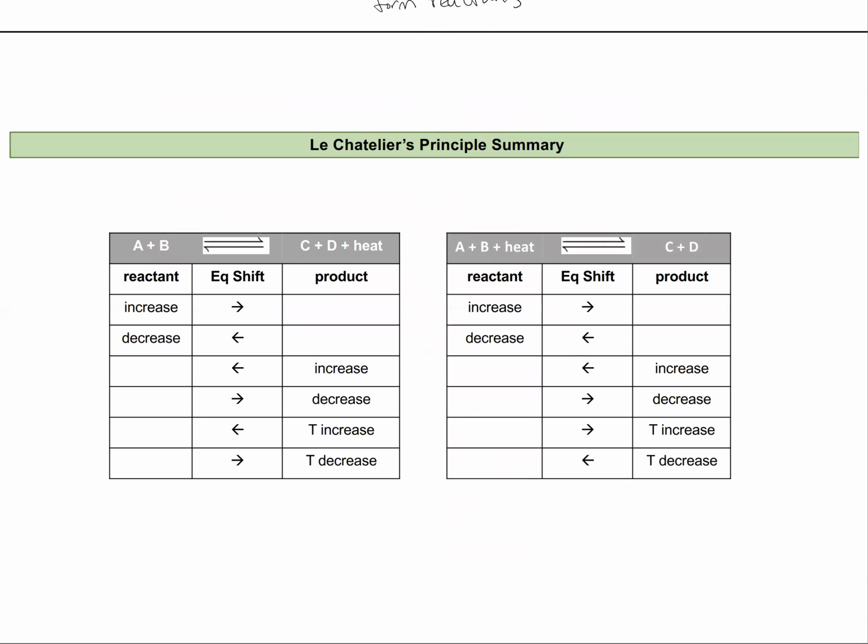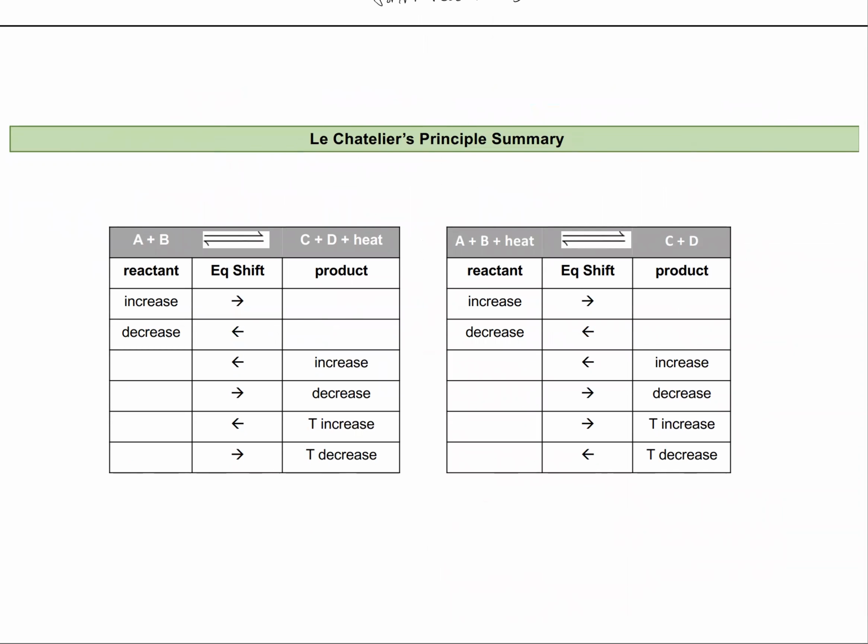So here's a summary. Here we have our endothermic reactions, and here we have our exothermic. Here's our exothermic reaction. You can tell because heat is a product. And here heat is a reactant. And so these are our endothermic reactions. And so we have a summary.